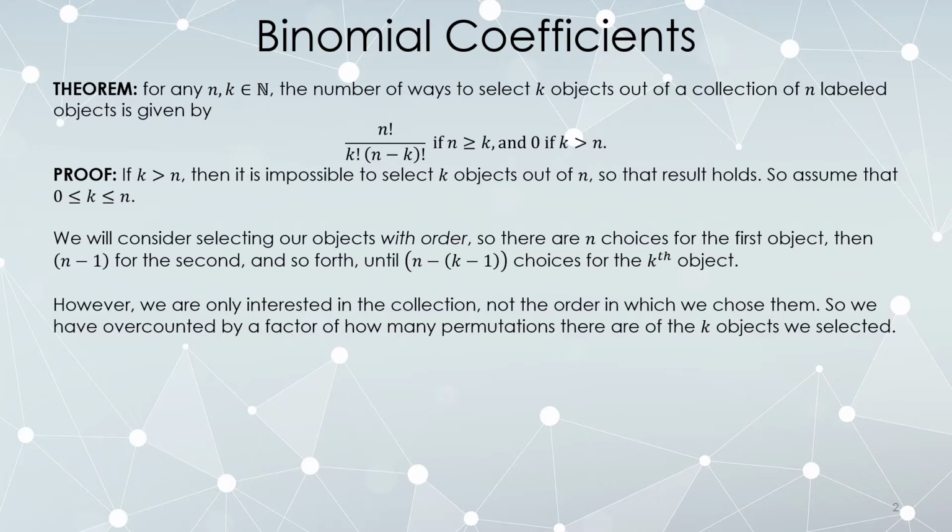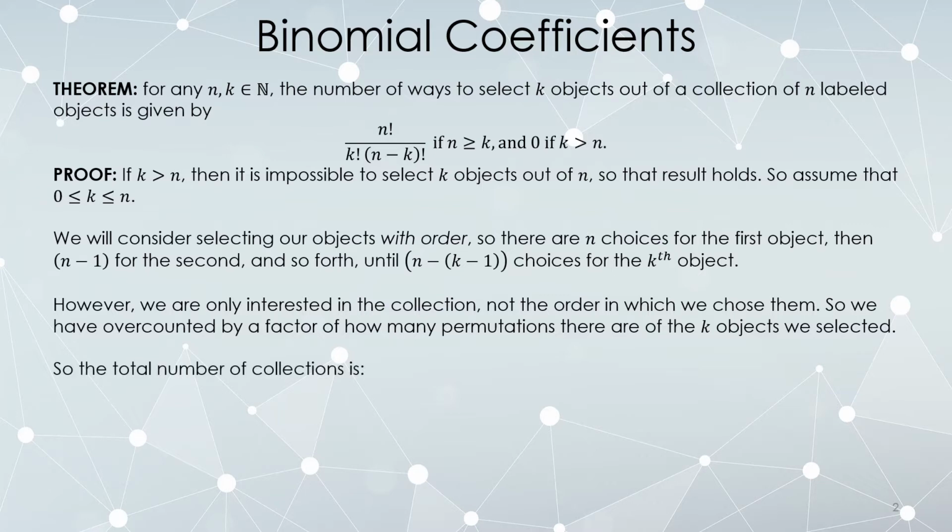But we don't really care what order we pick them in. If I pick the letter A followed by the letter B, and then I pick the letter B followed by the letter A, at the end of the day, I've chosen the same two letters. Those are not two distinct choices. So we've actually overcounted. If all I do is keep track of how to choose objects with order, I've overcounted based on how many ways I can order objects. And since we chose k different objects, there are k factorial ways of ordering them.